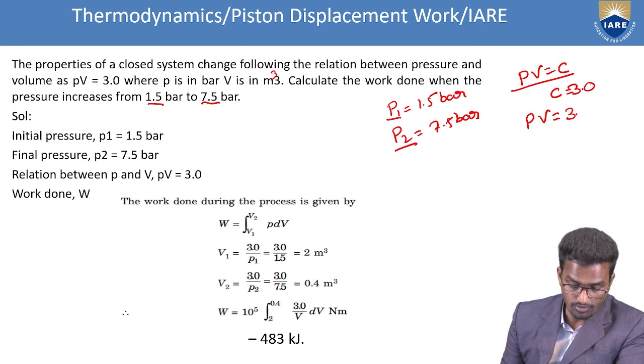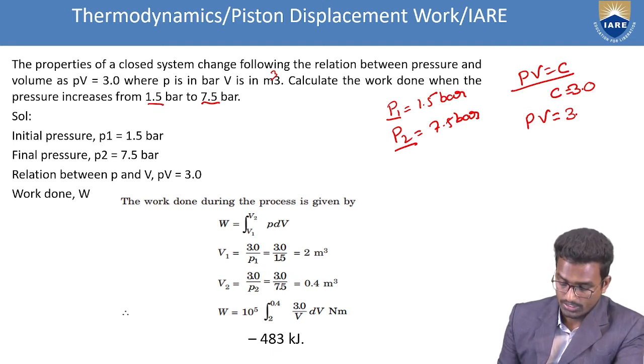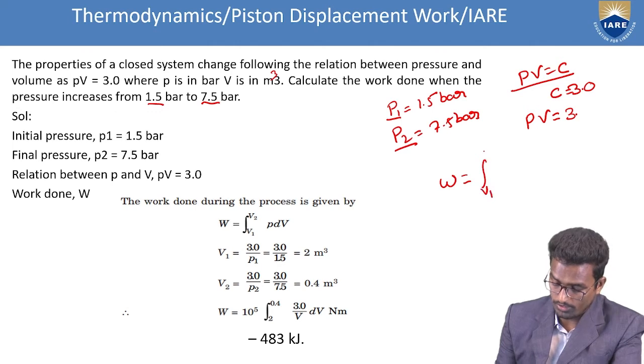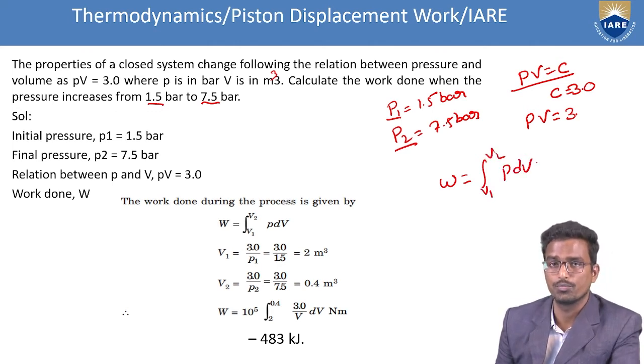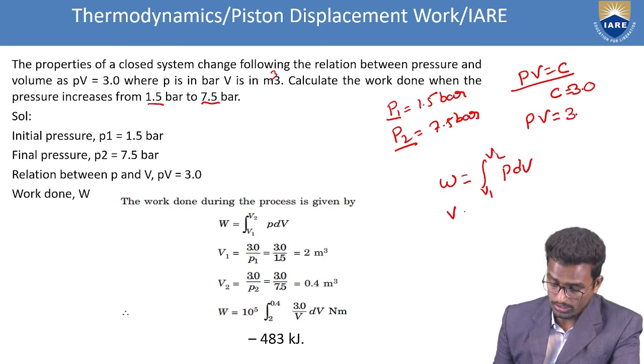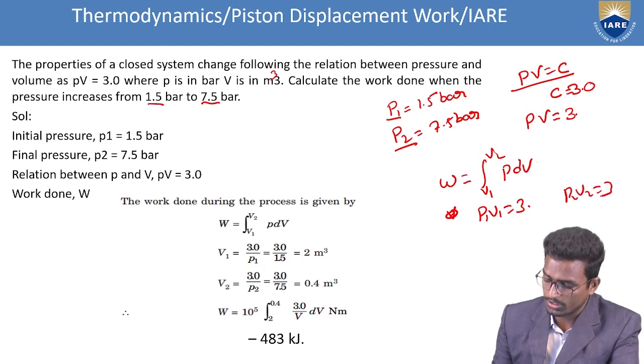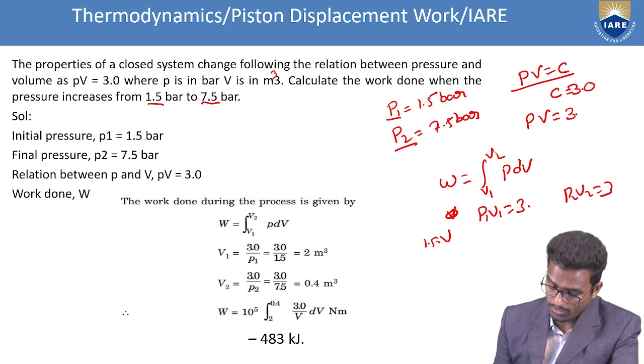Right. So from this one we can find that W is equal to the integral from V1 to V2 of P dV. We know that equation, the work equation. Next, we know that P1 V1 is equal to 3, and P2 V2 also is equal to 3, because it is a constant, 3. So how much is P1? P1 is 1.5, so 1.5 times V1 is equal to 3.